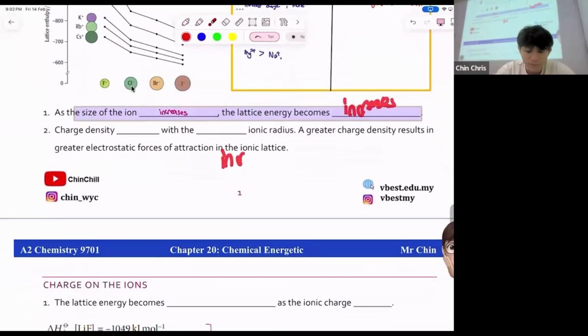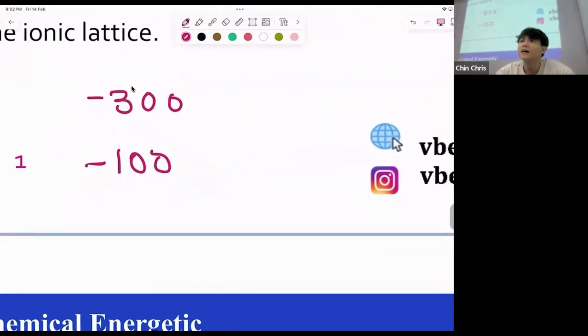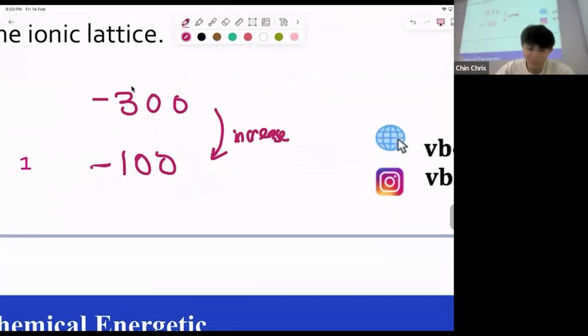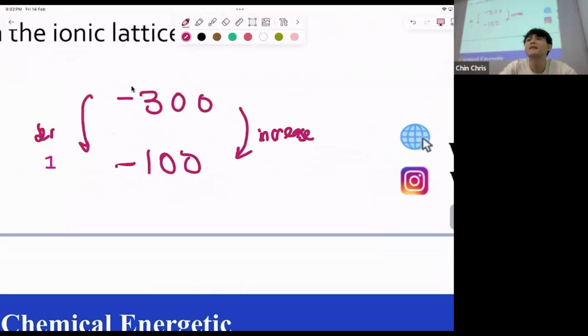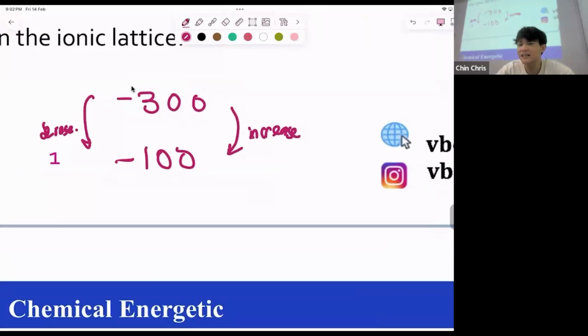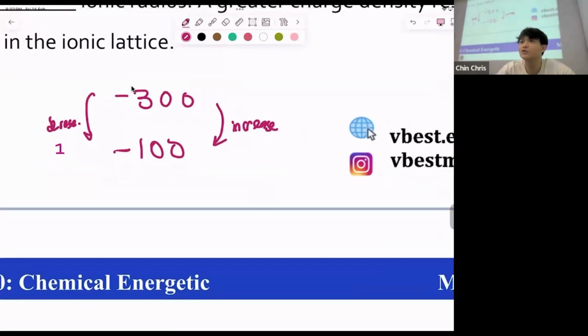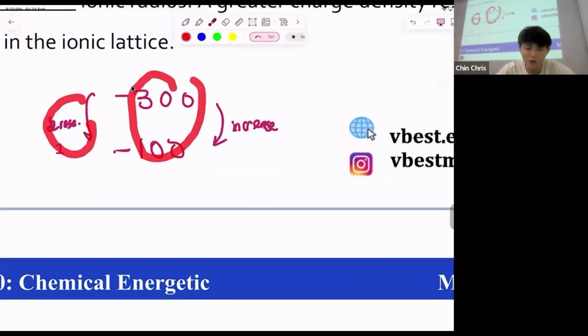Because, again, negative 300 to negative 100, increase or decrease? You tell me now. Some people say increase. You are right. Some people say decrease. Also, you are right. So again, guys, the examiner will not mark because they do not know if you are telling about the magnitude decreasing or the overall value increasing.